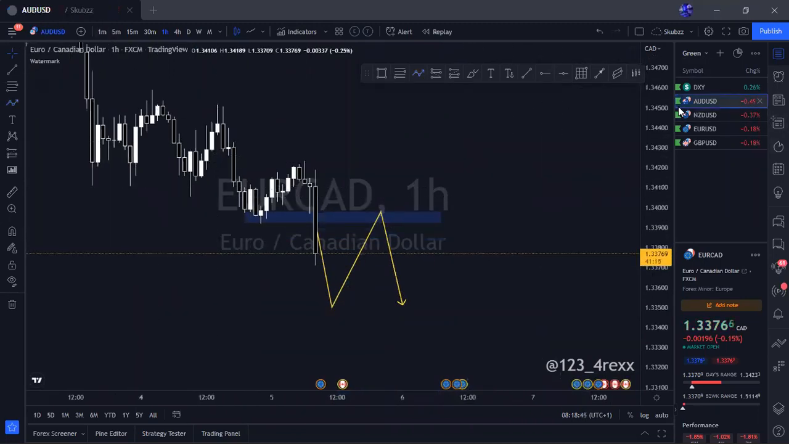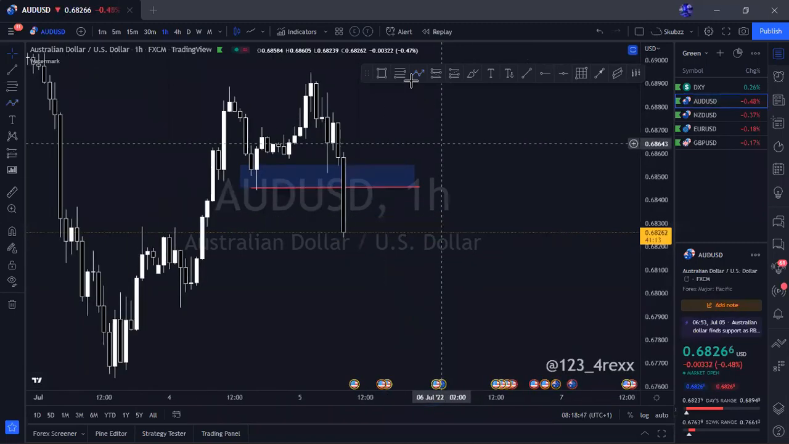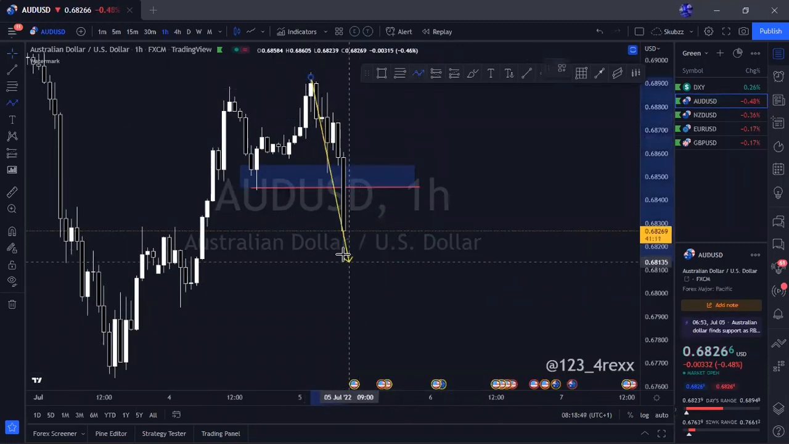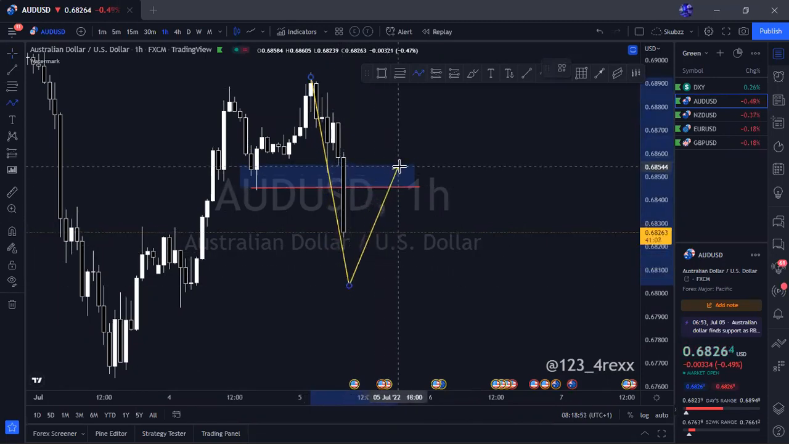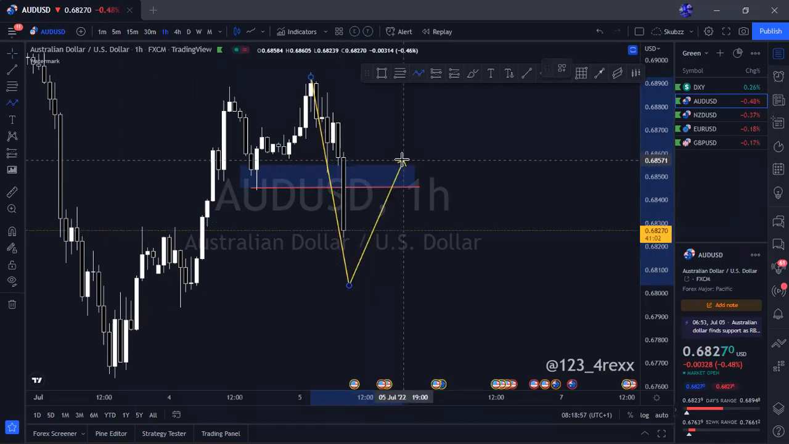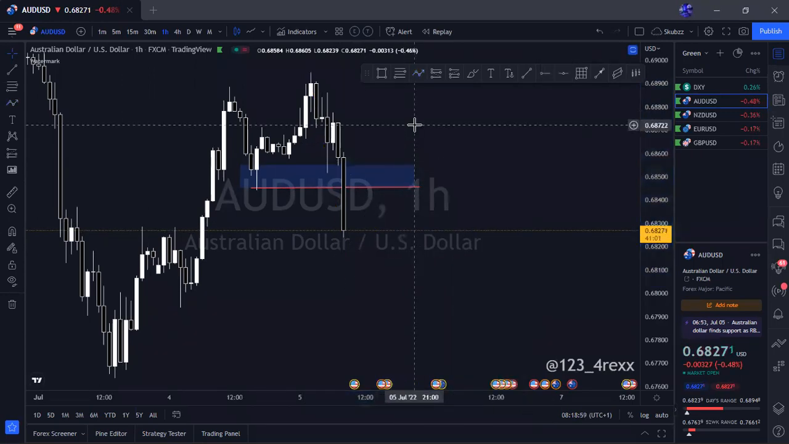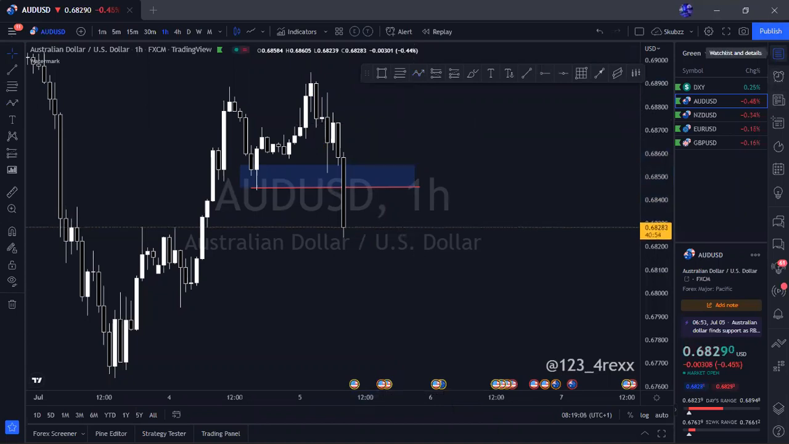Someone said AED/USD. Let me take a look at it. As you can see, AED/USD is attempting to break structure here. Do you understand? We are waiting for that retest. Once that retracement starts, I'll still be dropping my Fibonacci to see where the golden ratio falls. Do you understand? Yes. Okay, good.